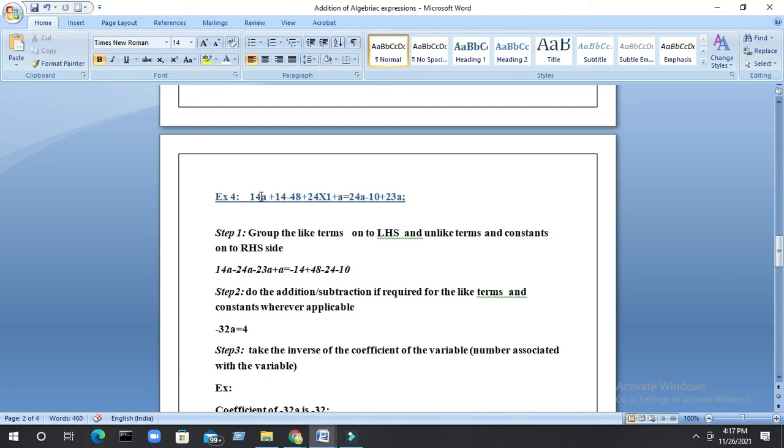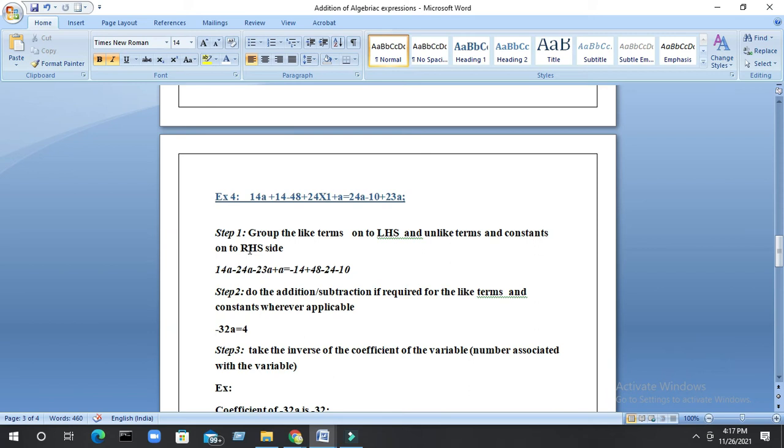Because this gives a clear clarity on the variable that you need to resolve. So that's a simple reason. So okay, fine. If 14a is the one, a is the one which you have to resolve, then take all the variables aligned with a. So it is 14a minus 24a minus 23 plus a.